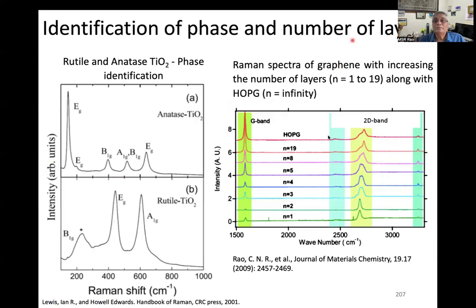Identification of phase is also possible in a very nice way using Raman spectroscopy. And identification of a phase and the number of layers is done here. Raman spectra of graphene with increasing number of layers, as you can see, from 1 to 19, along with HOPG.